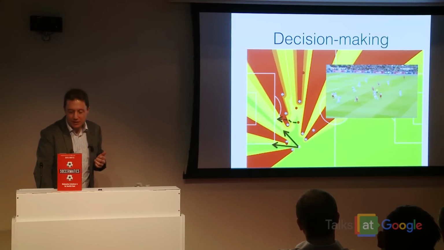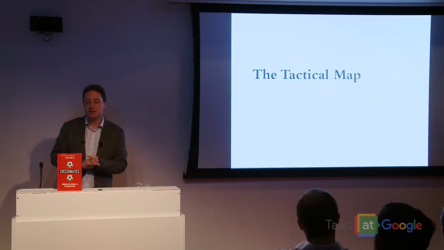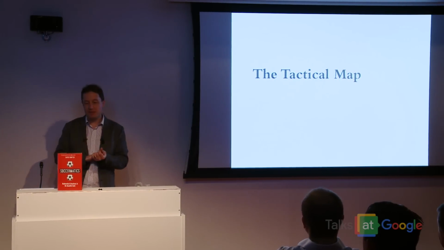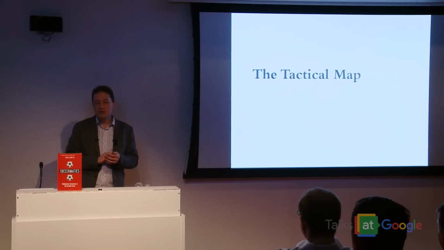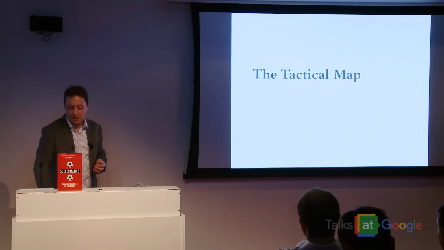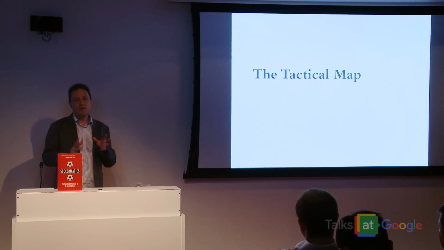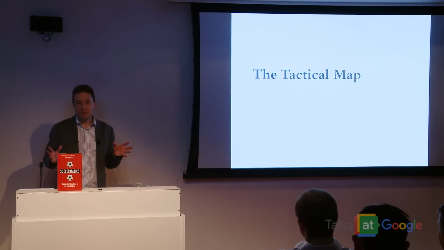Good, so that's the collective motion. The last thing I'm going to just touch on for 5 minutes is what I call the tactical map. So this uses some of the ideas we've looked at so far and some extra things. And this one is not in the book because I wrote the book before the whole Leicester City phenomenon.